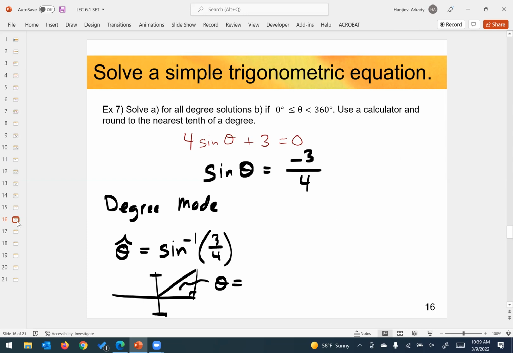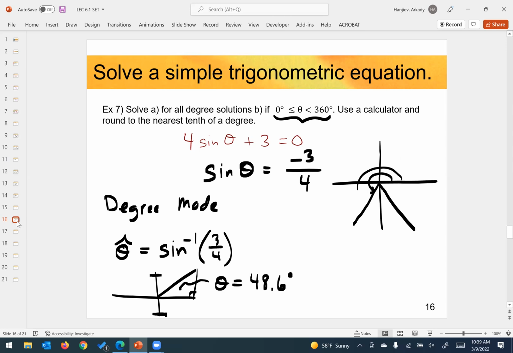What did you guys get for the angle measurement though? 48.59. So I would just round that to 48.6 degrees, which is what I got. Okay. So we're looking at negative values here. I'm looking for these two right here. And again, it has to go from 0 to 360, right? I can't have negative values here. And then I'm also looking for this one, to make that true.